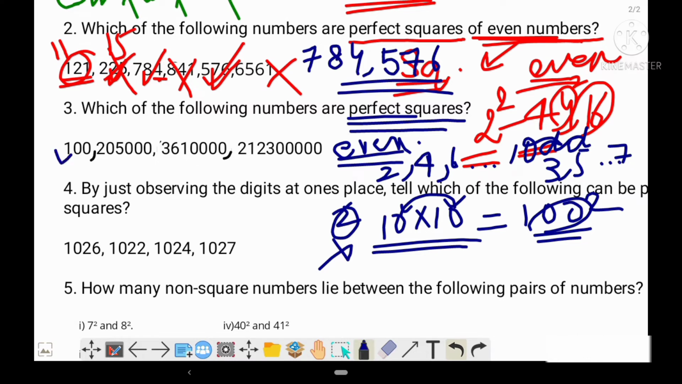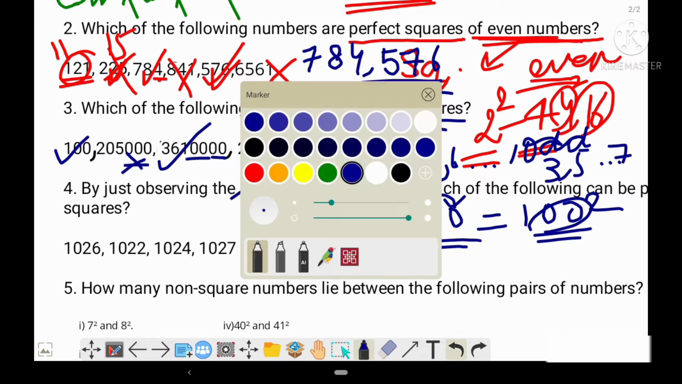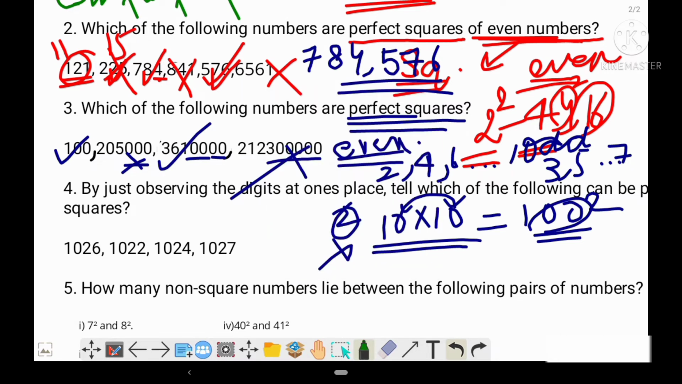So the answer should be 100, 2, 0, 5, 0, 0, 0, 3, 0, so it is not a perfect square. And here you count the zeros, it is 4 zeros, so it is. And in the last number it is 5 zeros, so it is not. So which answers do you get, students?